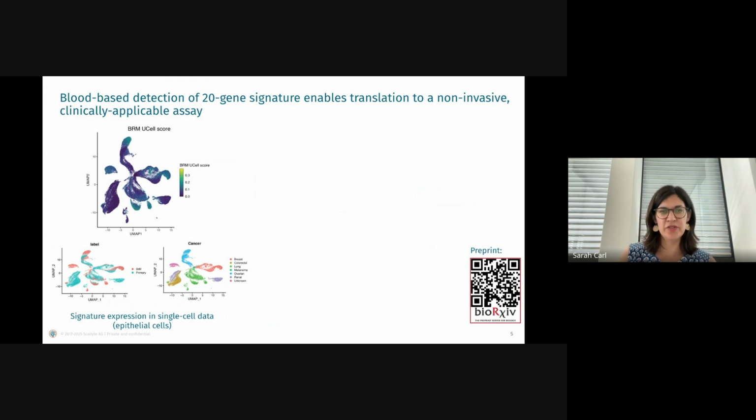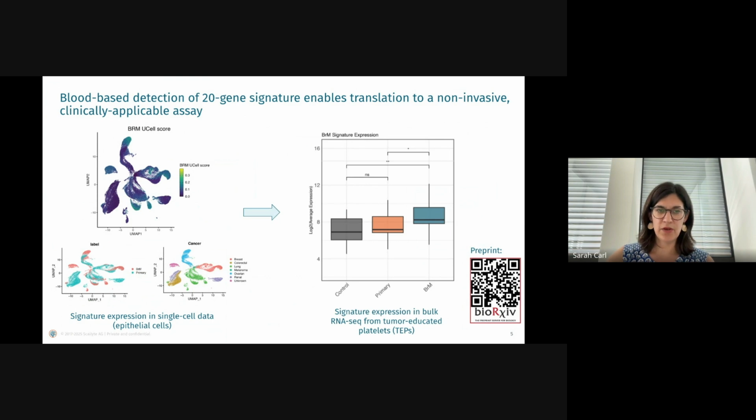But again, it's hard to imagine developing a clinical assay based on single-cell gene expression, so we wanted to see if we could translate this to another data type. And we actually found that we could detect all of our signature genes in bulk RNA-seq data from tumor-educated platelets, so a blood-based sample. These platelets don't express endogenous mRNA, but they've been shown to pick up RNAs from their environment, notably from cancer cells.